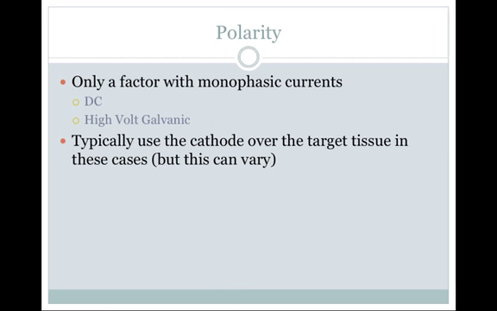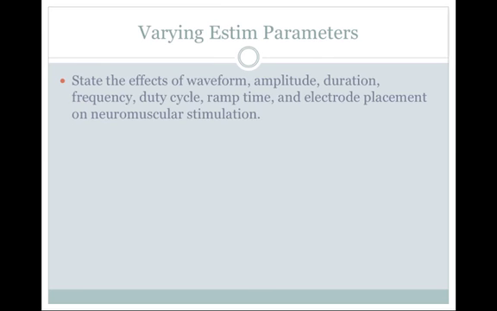And the typical rule of thumb is that you're going to use the cathode or the negative electrode over the target tissue. But you'll see, a lot of times, let's say for an acute ankle sprain, a great protocol for that will start with the negative over the swelling area, and then after a few minutes you switch it to the positive. So like I said, it can vary, so you just have to look at what protocol you're trying to follow.